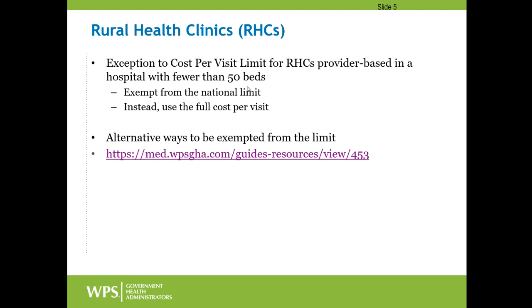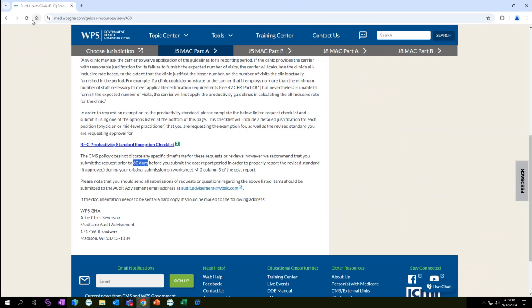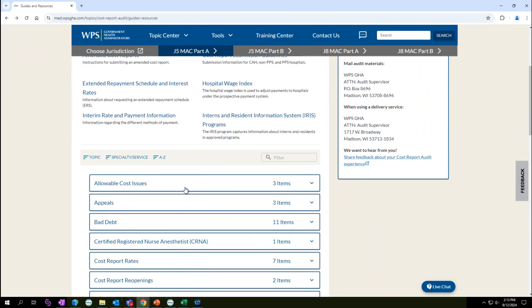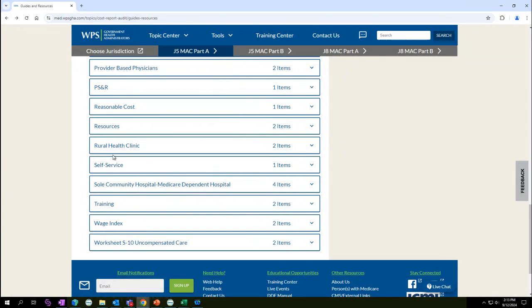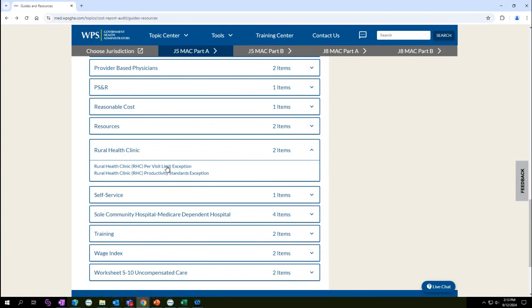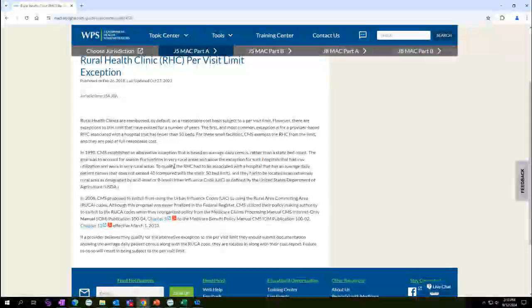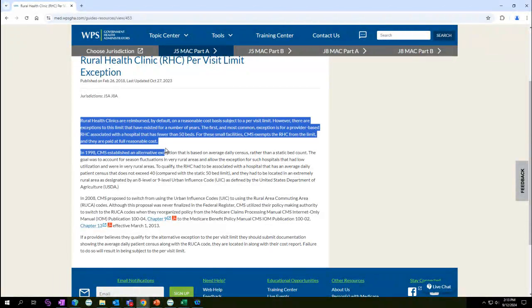But let's go back to this exemption. Exemption from the limit if you have a hospital with fewer than 50 beds. The second article is about alternative ways to be exempted from the limit. So that is our other article here. And here we have the per visit limit exception. So this just gives you a little bit of an overview.